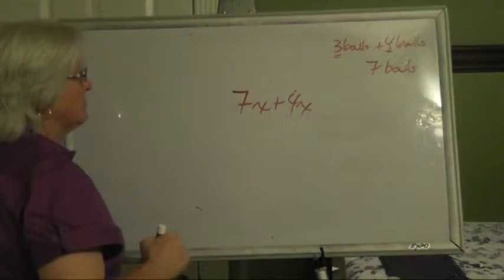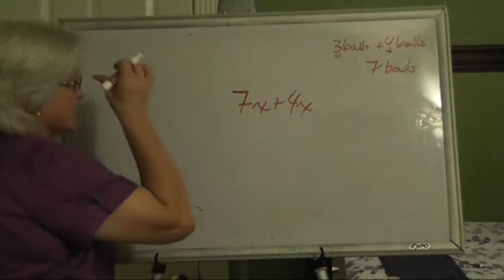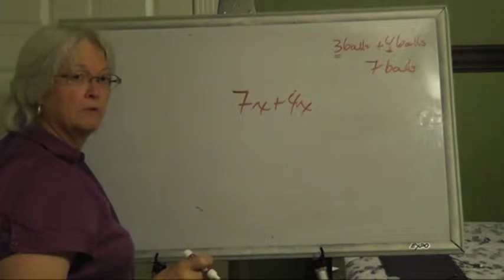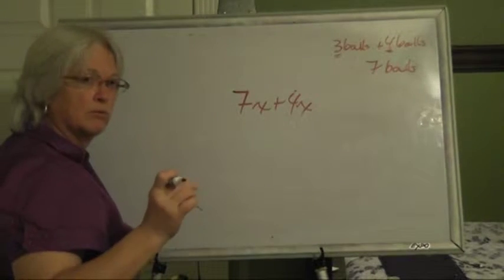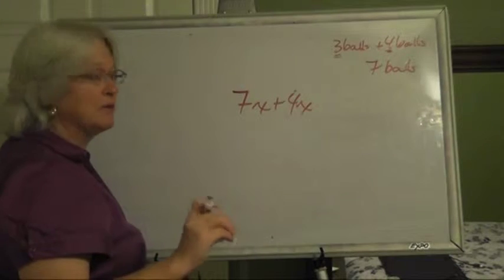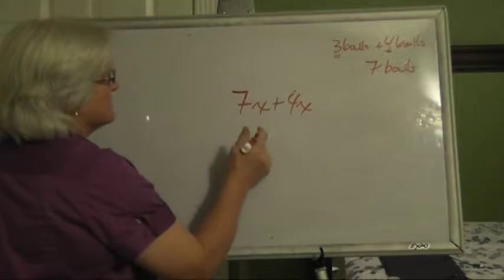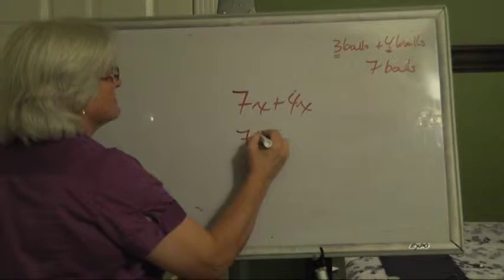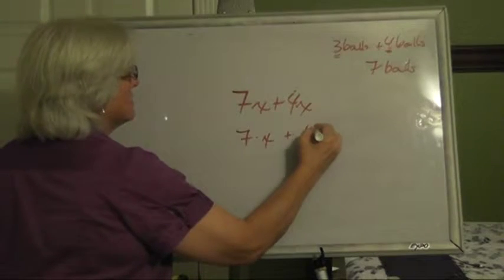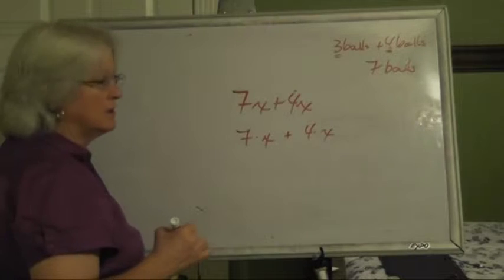You have 7 balls. Well, what they want you to do here is realize that you can use the distributive property here. I'm just going to write through it. If it makes sense to you, grab it. If it doesn't, don't worry. I'll show you how it actually works. 7x can be written as 7 times x, plus 4x can be written as 4 times x.